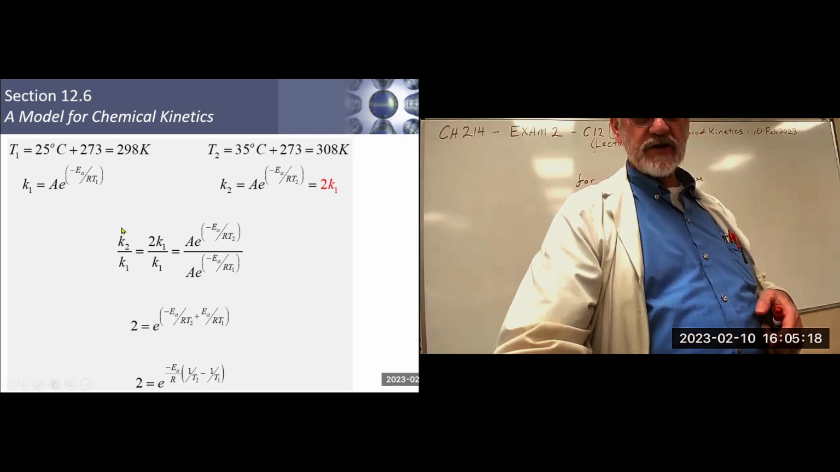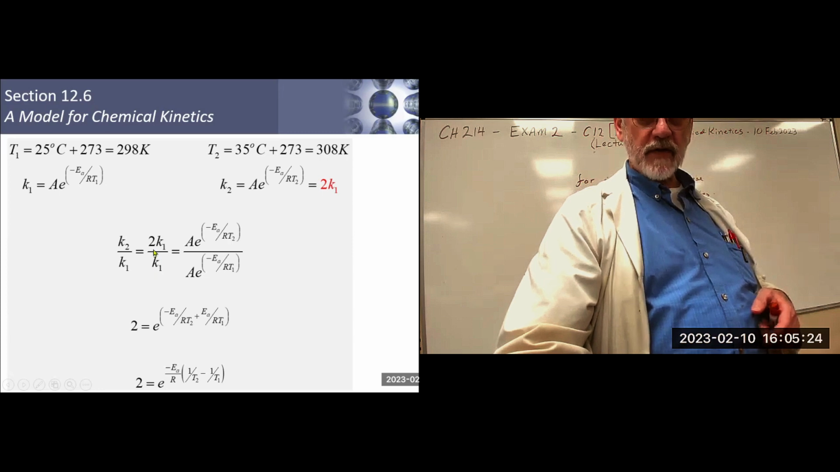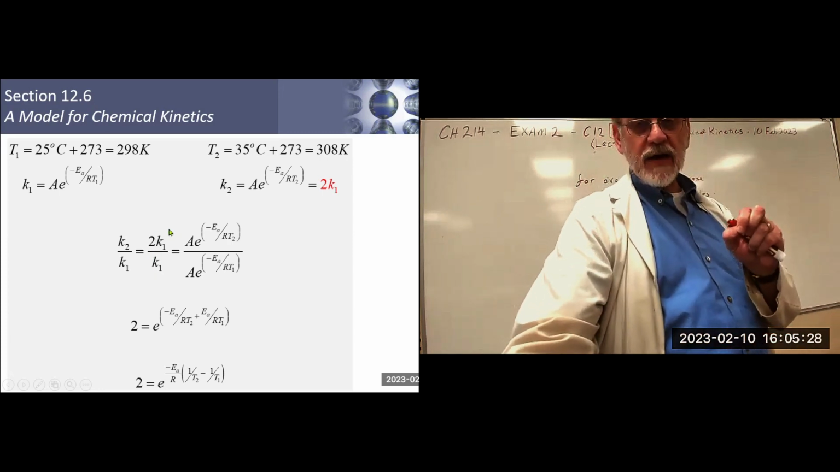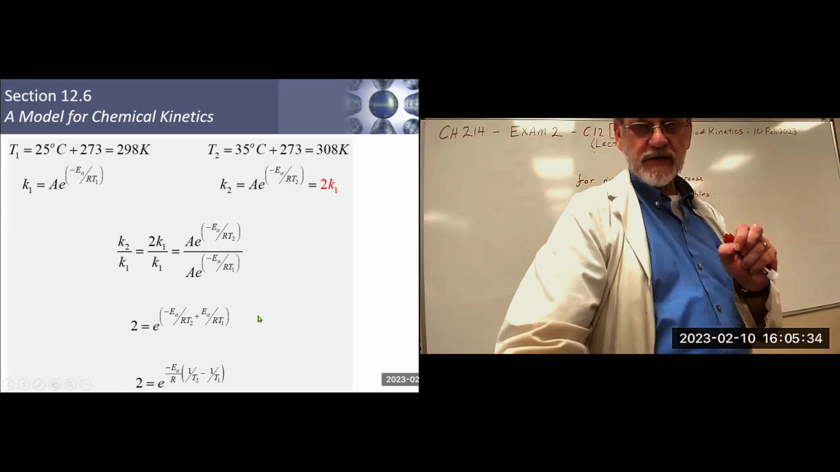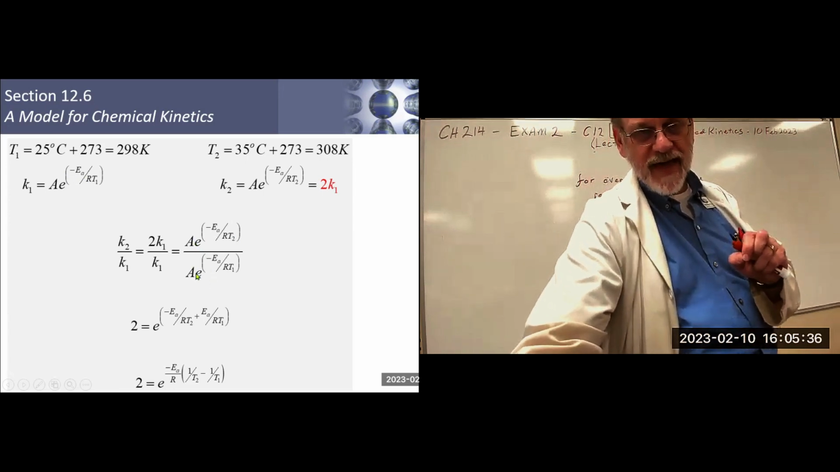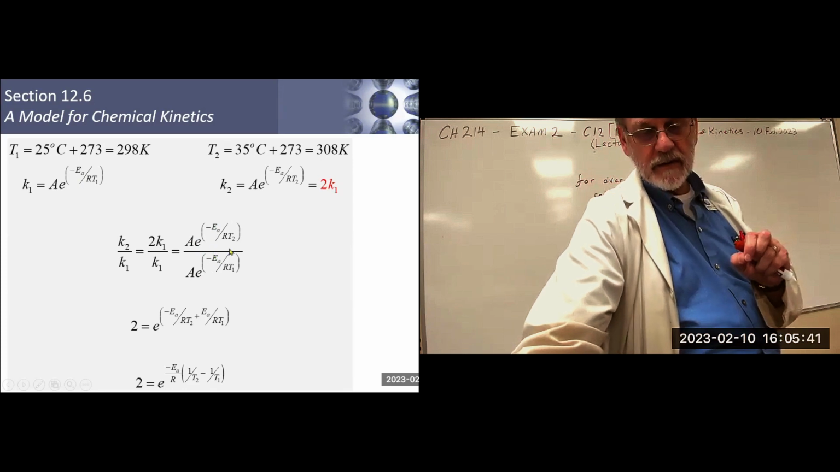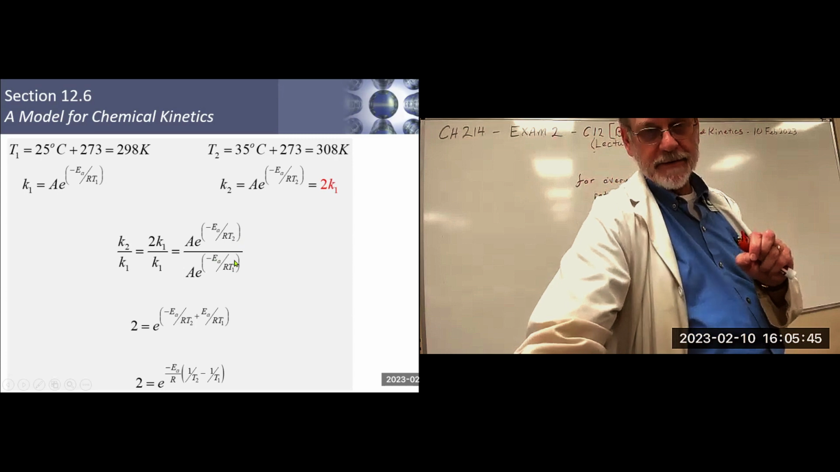So the ratio of these two, k2 to k1, is actually 2k1 divided by k1. So that term is 2. But the equivalent of 2k1 is this one here. So we plug that one in here, and the ratio to that one here. So notice that what we have here is the A's are the same, the activation energies are the same, R's are the same, and we have the 2 different temperatures.